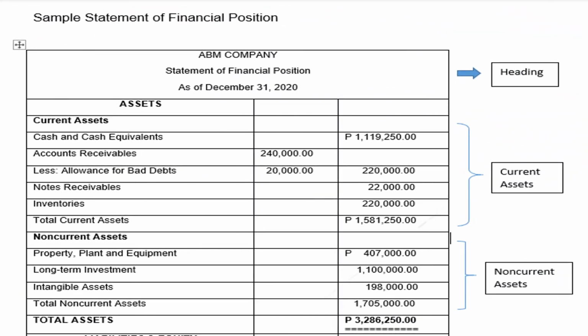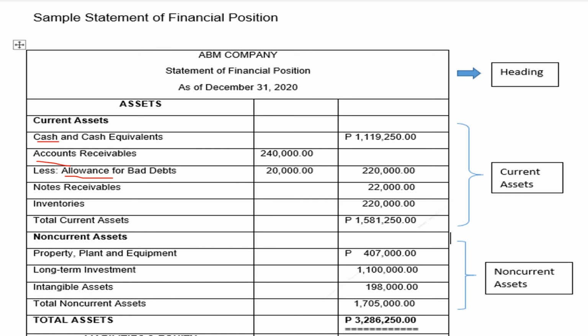So, here, the current assets. Current assets are composed of cash. This is the most liquid. Accounts receivable. Pag nagbayad na ito, magiging cash na rin ito. Okay. Then, less allowance for bad debts. Ano ba ito? Yung mga utang na kumbaga, pera na sana, pero posibleng mababayaran or posible namang hindi.